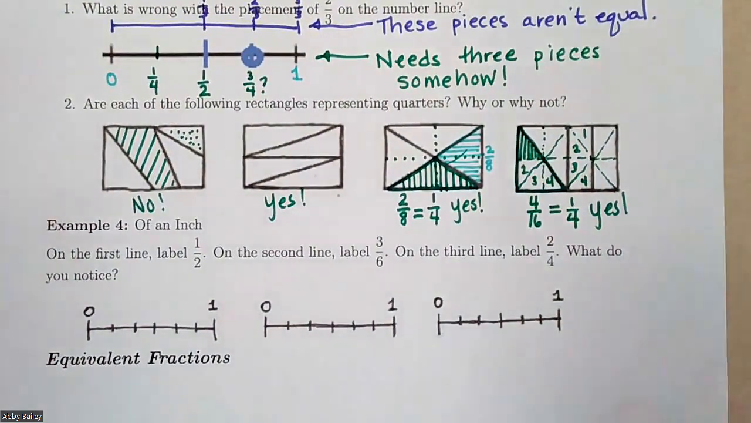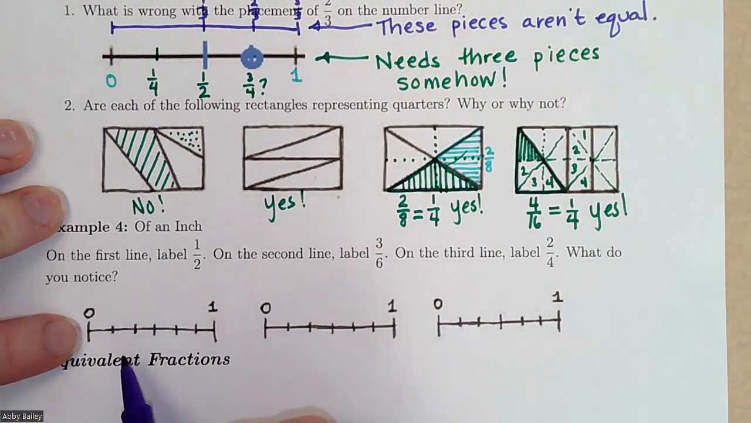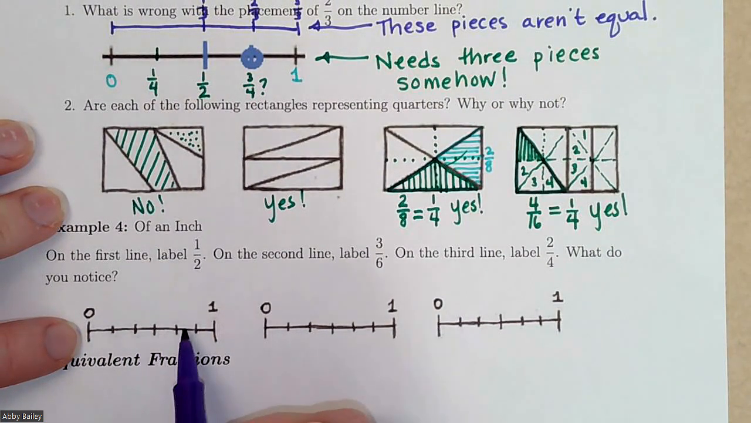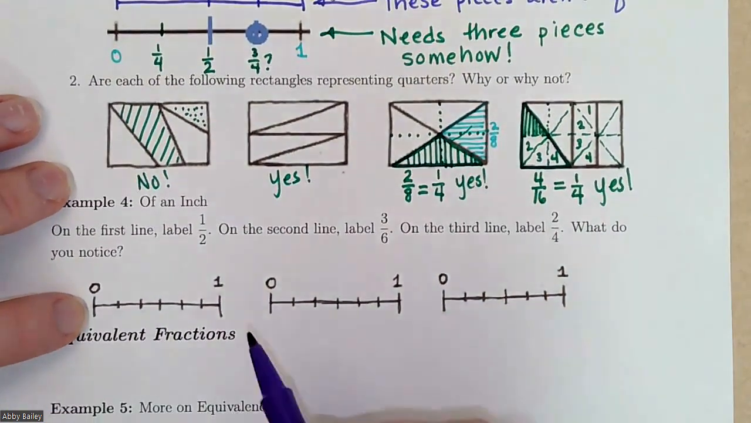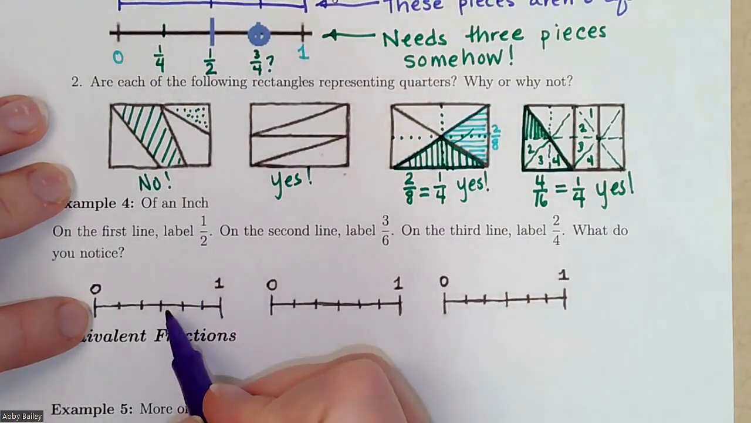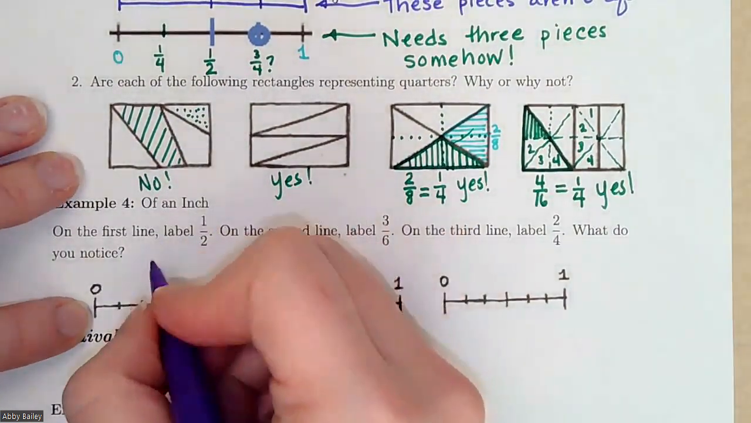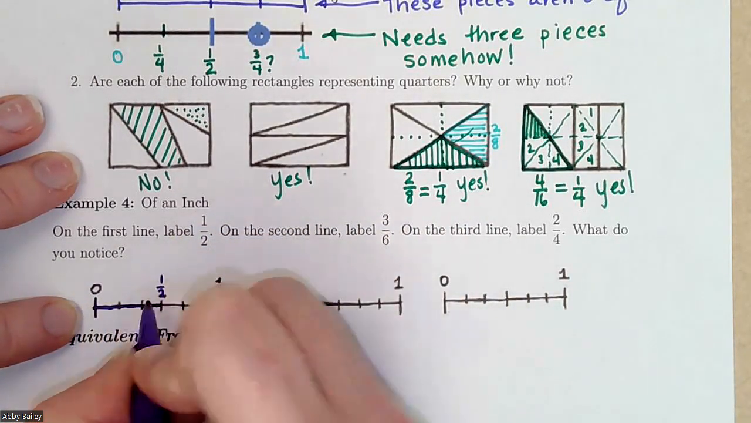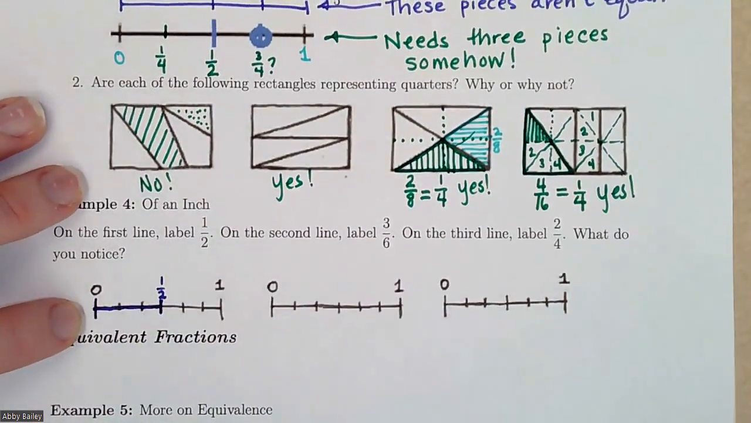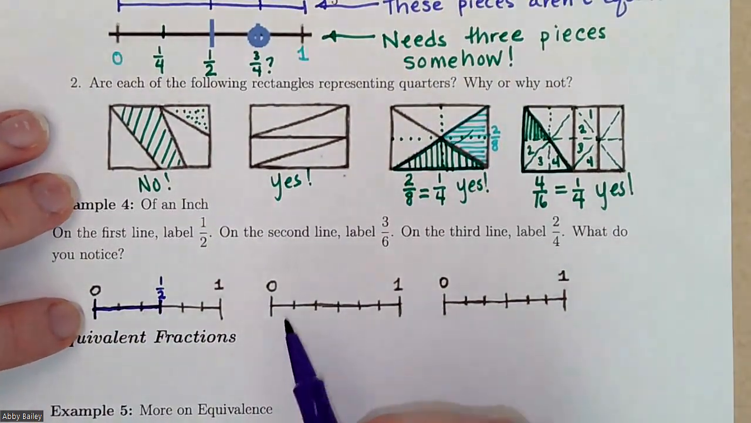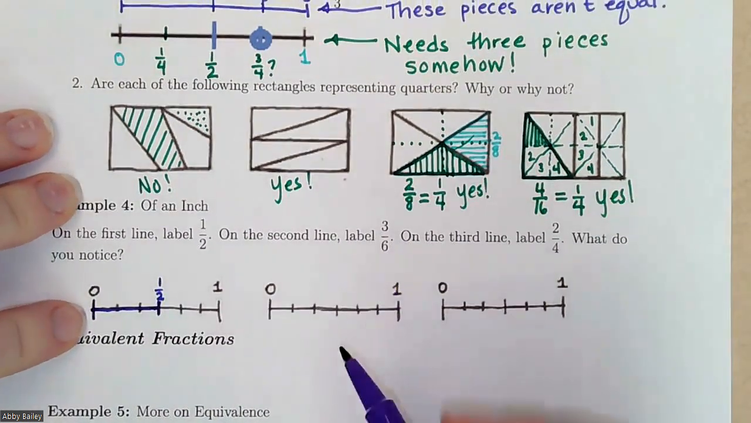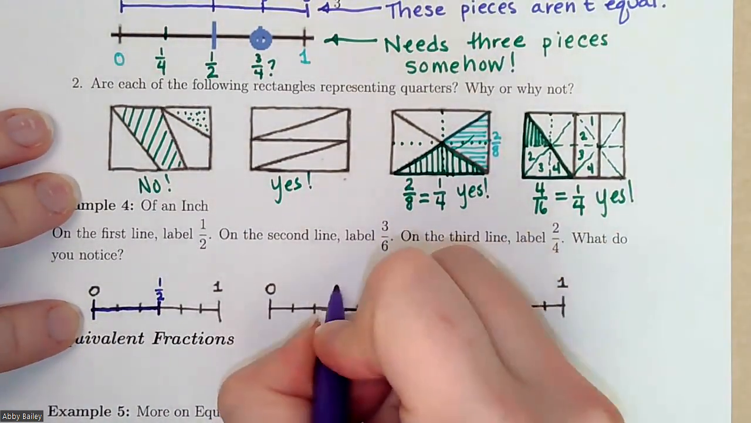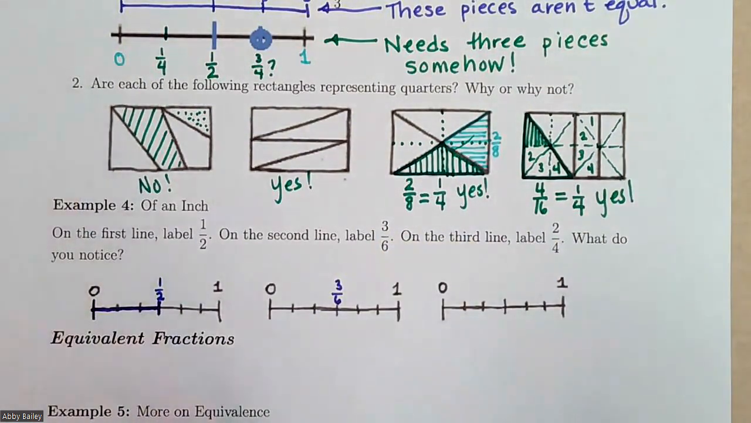Let's talk about example 4 of an inch. On the first line, label 1/2. Okay. 1, 2, 3, 4, 5, 6. There's 6. So half of that, I think, would be 3. 1, 2, 3 pieces. 1/2 from here to here. That is 1/2 of this. Got it. On the second line, label 3/6. 1/6, 2/6, 3/6. Okay.